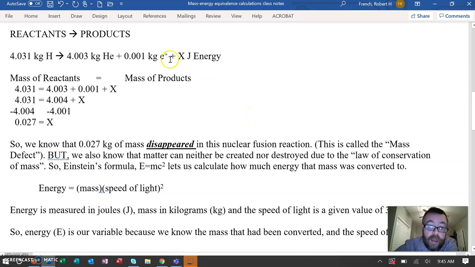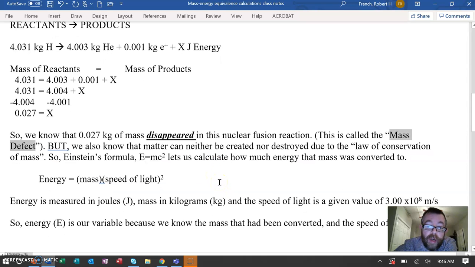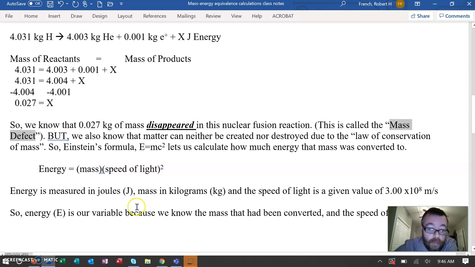What this is telling us is that 0.027 kilograms of mass disappeared. It's missing. There should be more mass here for the law of conservation of mass and energy to be obeyed, but it's gone. This is called the mass defect. So, since matter can neither be created nor destroyed, Einstein's formula, E equals mc squared, lets us calculate how much energy that mass was converted to. So now that we have that mass defect, how much mass is missing from this reaction, we can calculate how much matter was converted into pure energy. That's the E part.